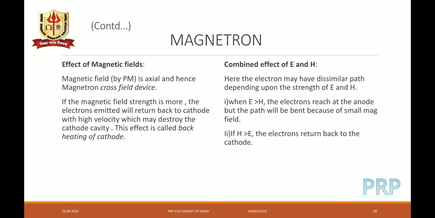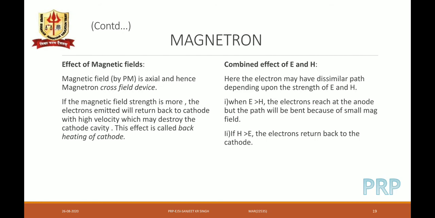So if the magnetic field strength is more, the electrons emitted will return back to the cathode with high velocity, which will destroy the cathode cavity. This effect is called back heating of the cathode. So generally for normal operation, the electric and the magnetic fields are such that the electron may have dissimilar paths depending upon the strength of the electric and magnetic field.